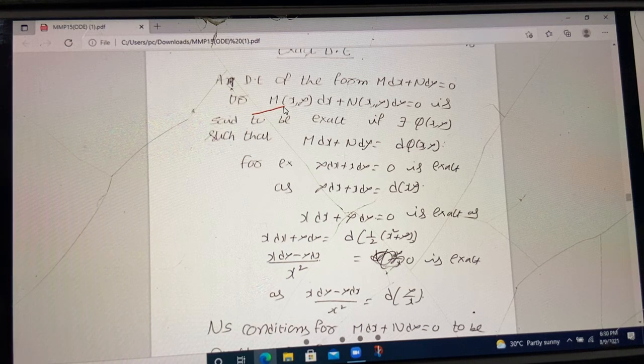This is M. What is M here? It is not constant. M is a function of x and y, M dx plus N dy equal to 0, where N is also a function of x and y, is said to be exact. When is it said to be exact? From the interview point of view, it is important.